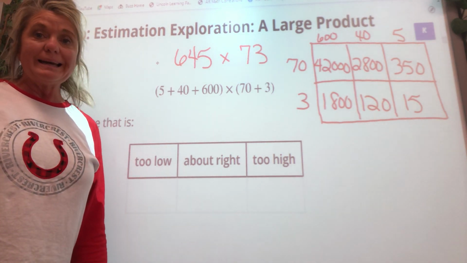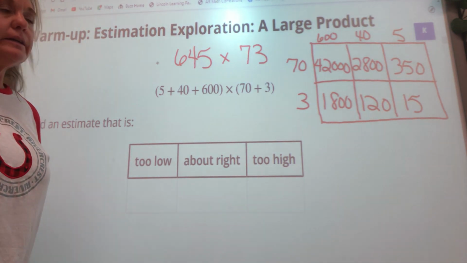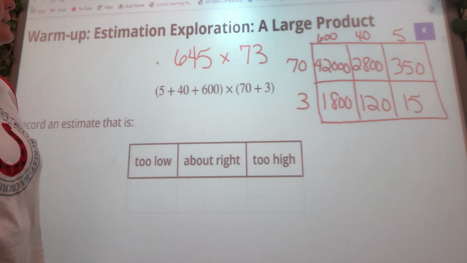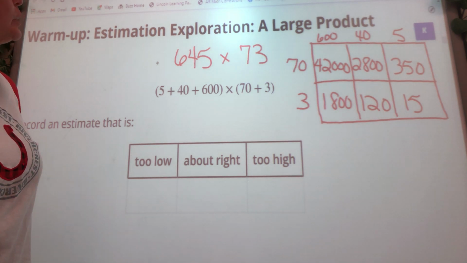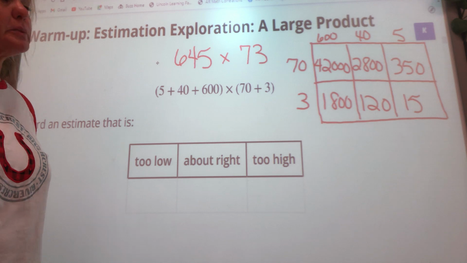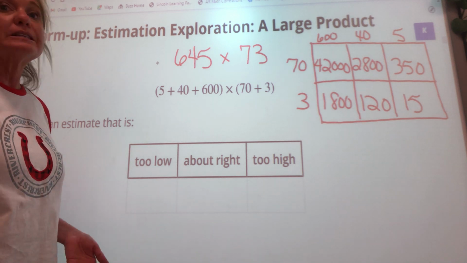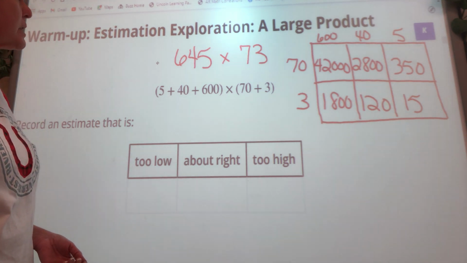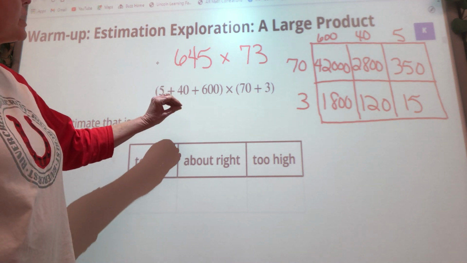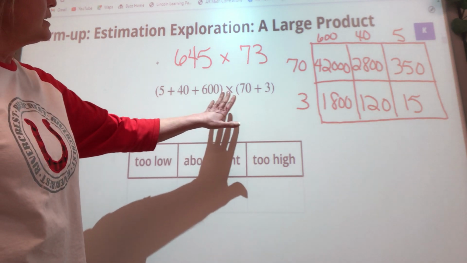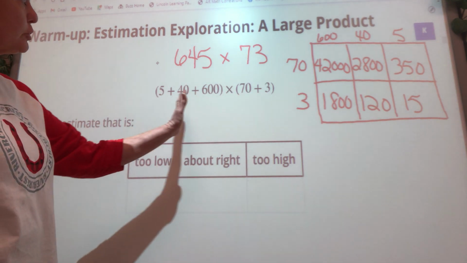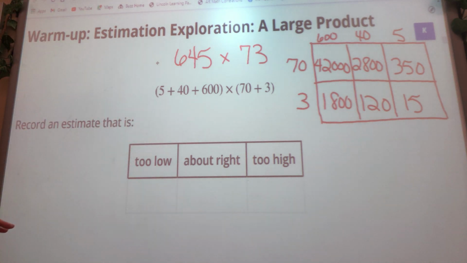Be on page 118 in your book. And we are still working with products today, which means we're still finding the answers to multiplication problems. Now, they have this one, they gave it to you broken out, distributed a different way.